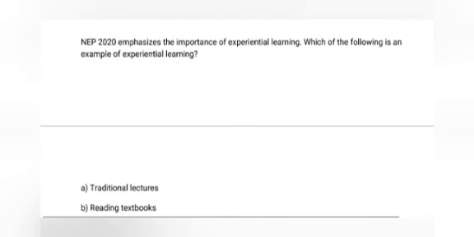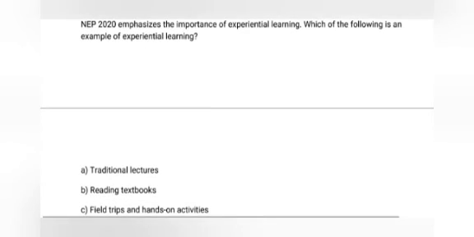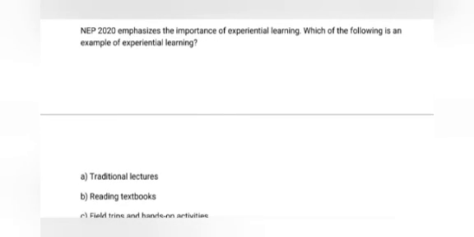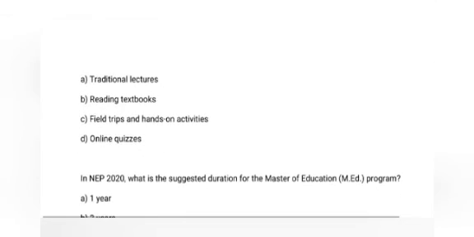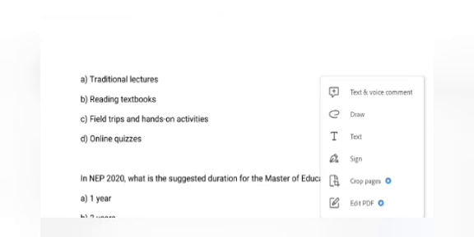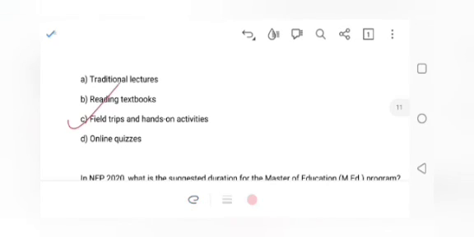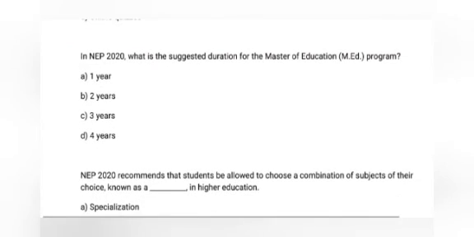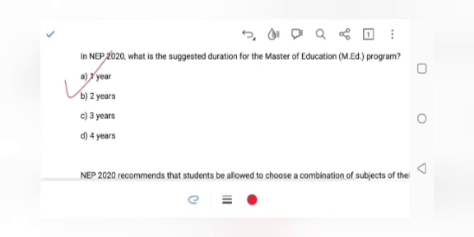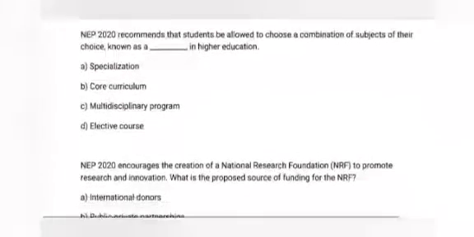Next, NEP 2020 emphasizes the importance of experiential learning. Which of the following is an example of experiential learning? So it will be field trips and hands-on activities. Next, in NEP 2020, what is the suggested duration for the Master of Education, in short MEd, program? 1, 2, 3, 4. It will be 1 year. Within 1 year, you have to finish. There is no other option left.